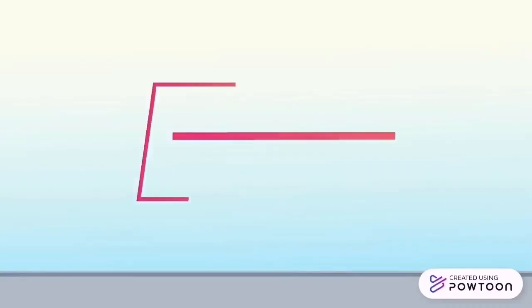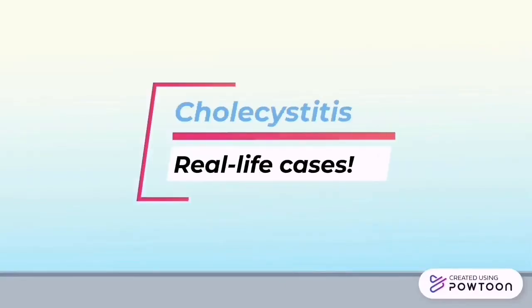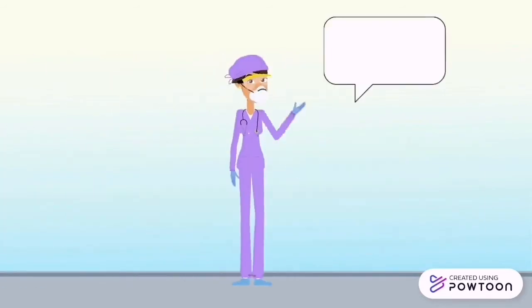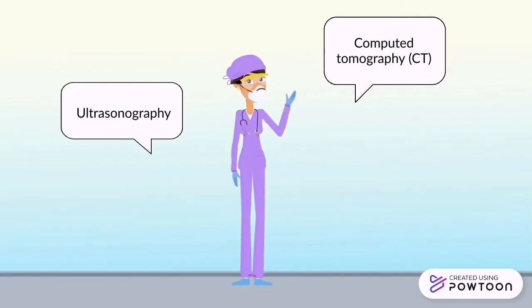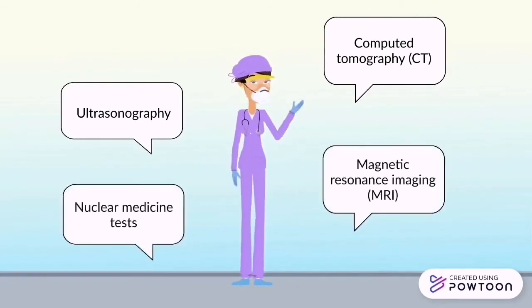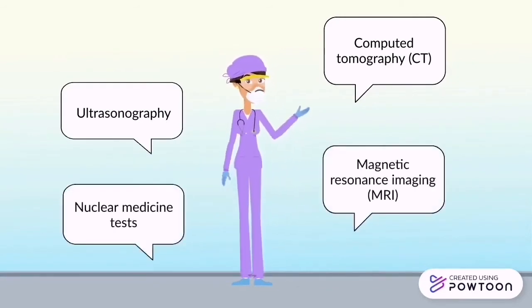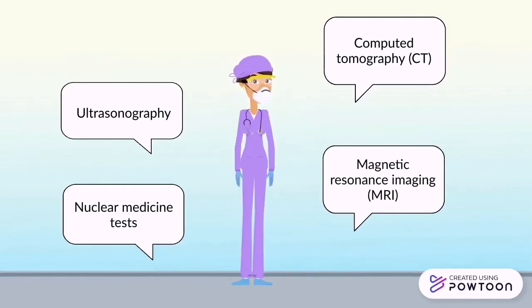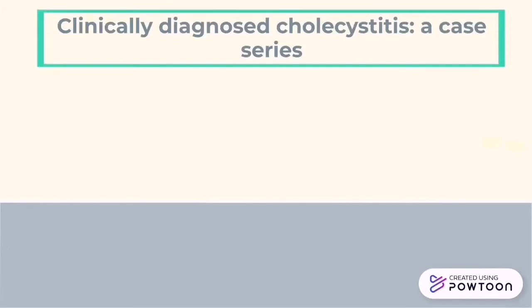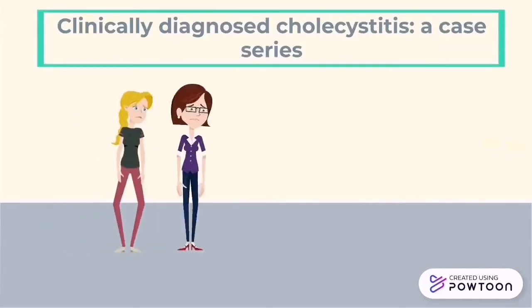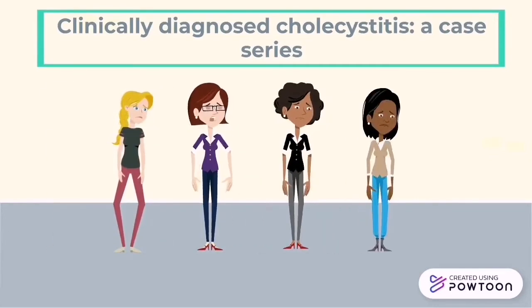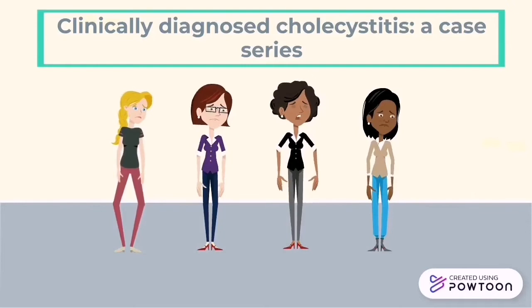Moving on to real-life cases of cholecystitis. Usually, patients with cholecystitis will be diagnosed with imaging studies such as computed tomography, ultrasonography, magnetic resonance imaging, and nuclear medicine tests. However, this method lacks accuracy, especially in cases of a calculus disease. From a study titled Clinically Diagnosed Cholecystitis, a case series, 4 cases have been examined with patients from various age groups presenting symptoms of cholecystitis. Let's dive deep into the cases.